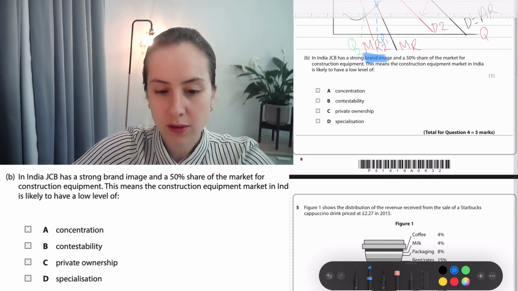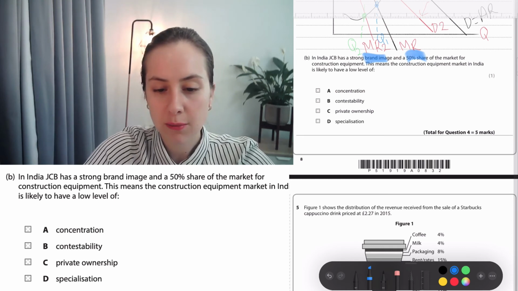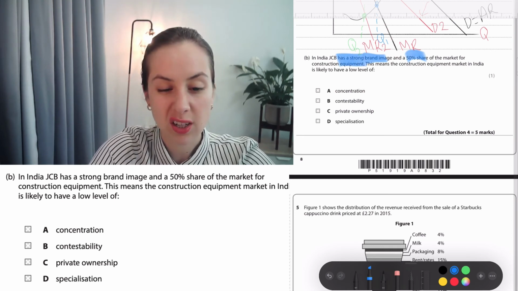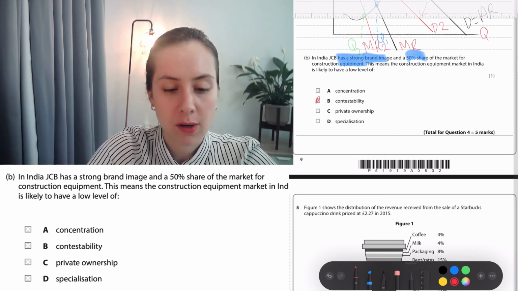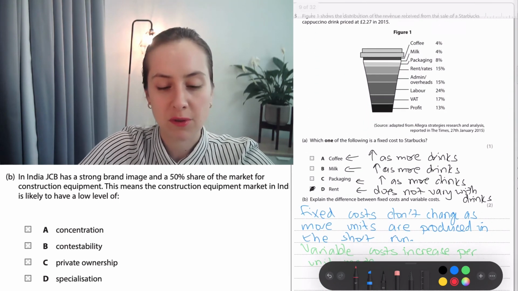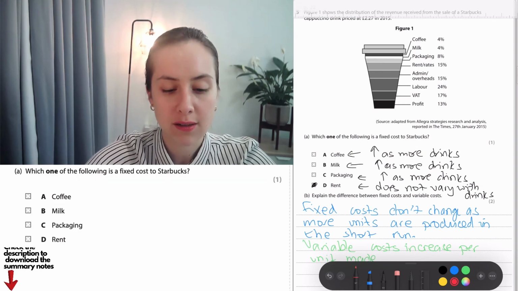Watch out for these words. This company is a company with lots of brand image, lots of market share. They do construction equipment. Can you imagine that kind of machinery required? It's going to be very difficult to compete with them. So that would be a low contestability market.